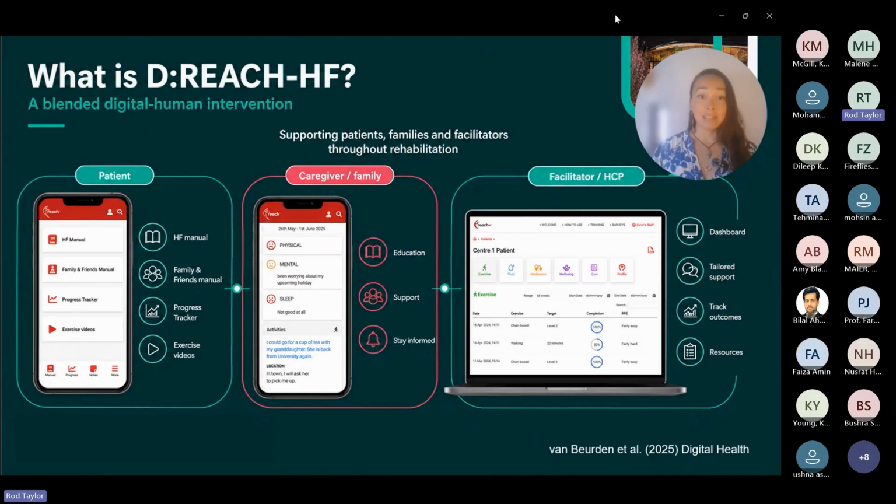The facilitator or healthcare professional view enables staff to see patient-entered data and use that information to tailor their support during follow-up session calls. That is important because DREACH-HF was designed to support and enhance facilitated home-based rehab, not replace the human support that sits at the center of REACH-HF. To understand what was being adapted, it is helpful to briefly revisit the original REACH-HF intervention.